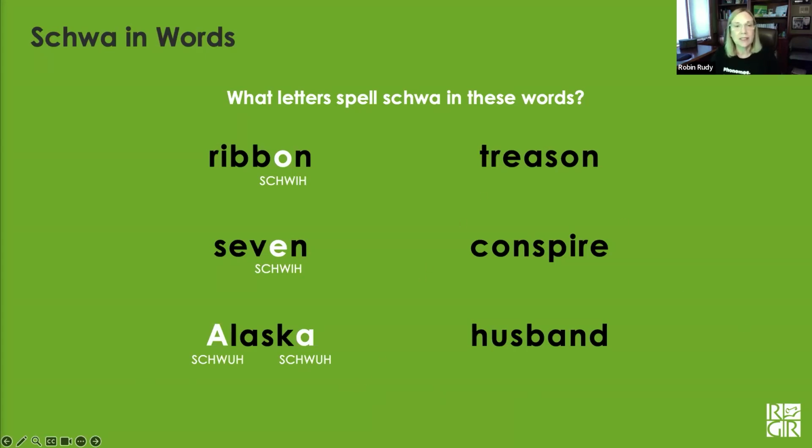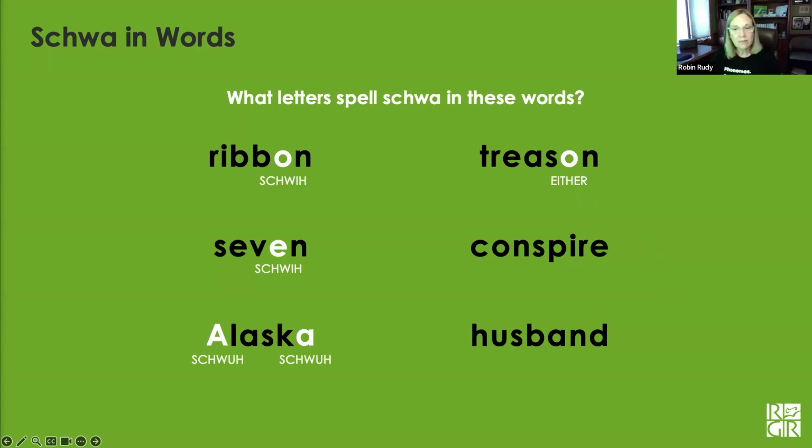So the next word is treason. I pronounce it treason, but I also think there's a common pronunciation of treason, depending on where you are, right? So treason, I say treason, some people say treason. So this is either the schwi or the schwa, but it's a schwa nonetheless. I feel like that's a tongue twister.